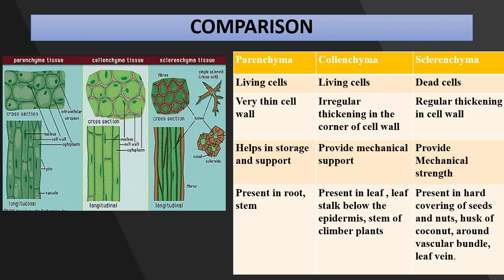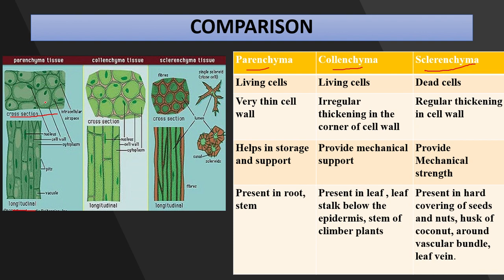Now let us discuss the different types of permanent tissue. First type is parenchyma, second is collenchyma, third is sclerenchyma. Children, we will do a comparative study on the basis of structure, function and location. Here is the transverse section of parenchyma, and here is the longitudinal section of parenchyma. As you can see, the cells of parenchyma tissue are isodiametric in shape.